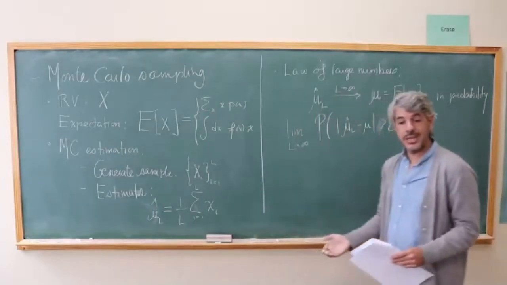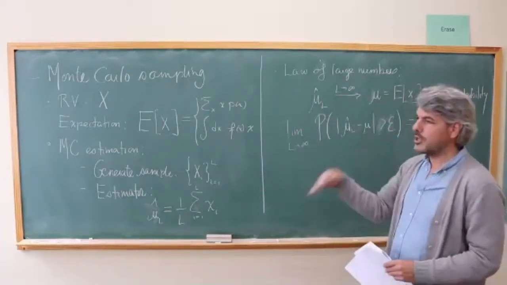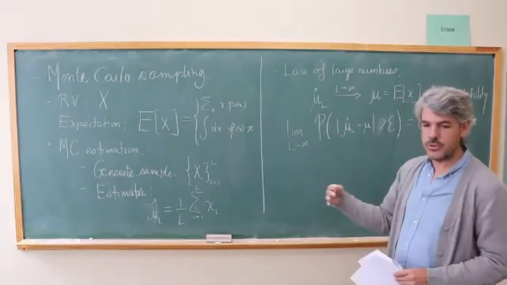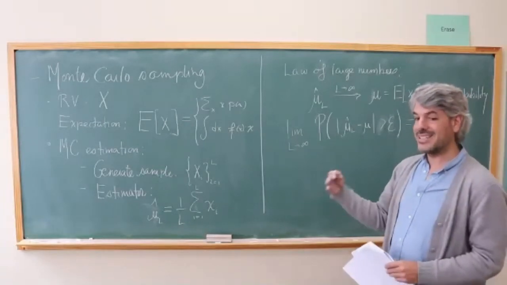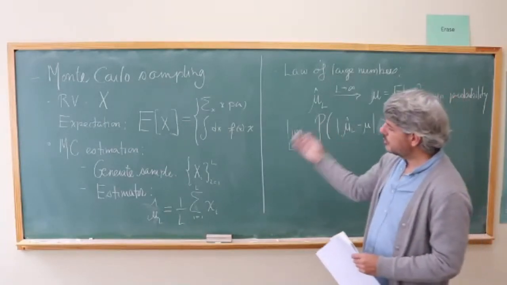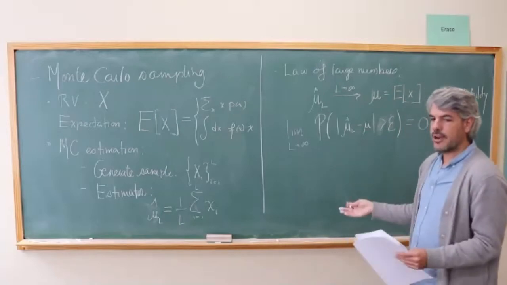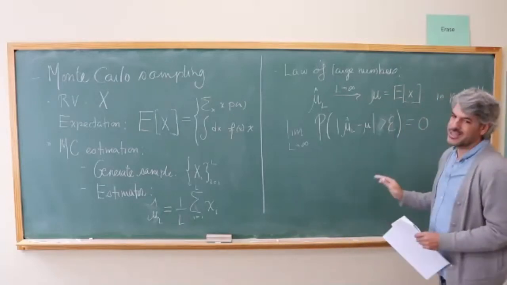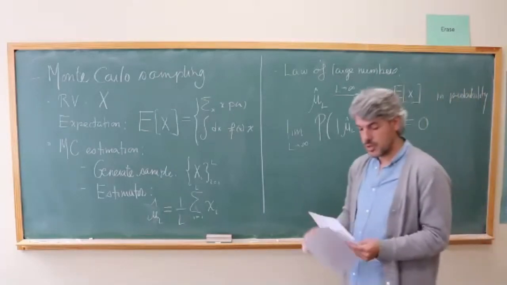So if you don't know the expectation of a random variable, what you can do is just generate many values of that random variable, many realizations of that random variable. You take the estimator, and if you have a very large sample, the law of large numbers tells you that you'll be very close to the true expectation.